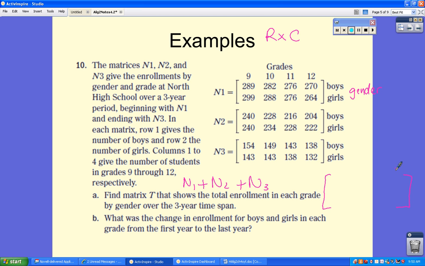I hope I have enough space. I'm going to pull out my calculator here. Okay, because when I add these, I'm going to add 289, the 240, the 154.